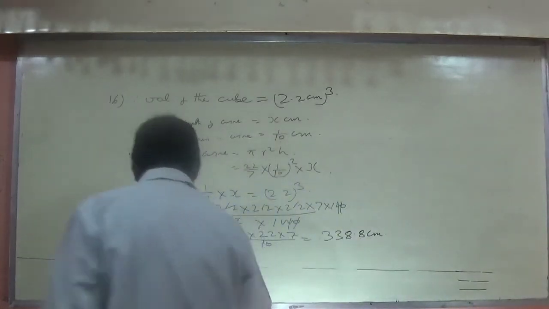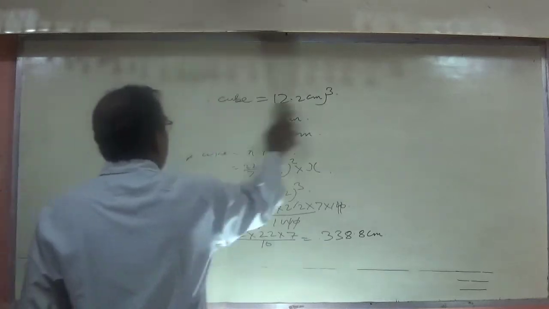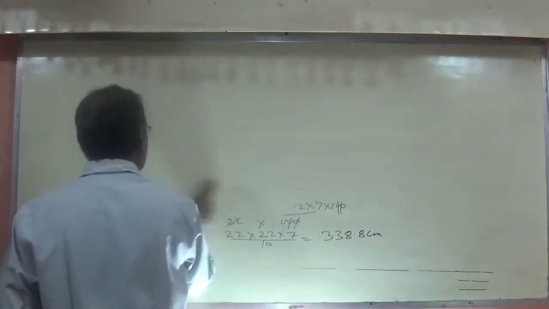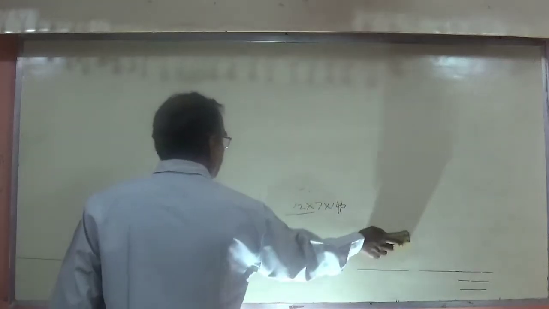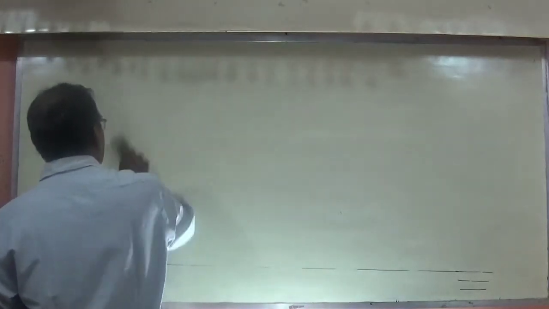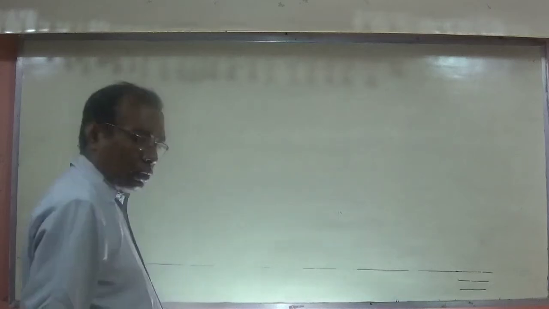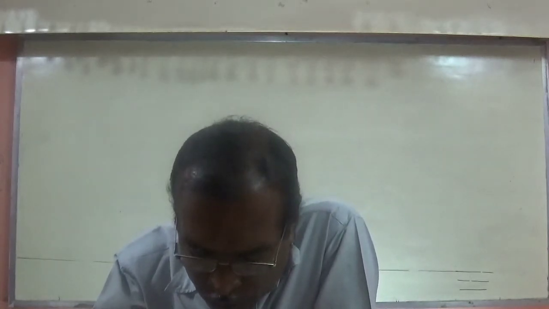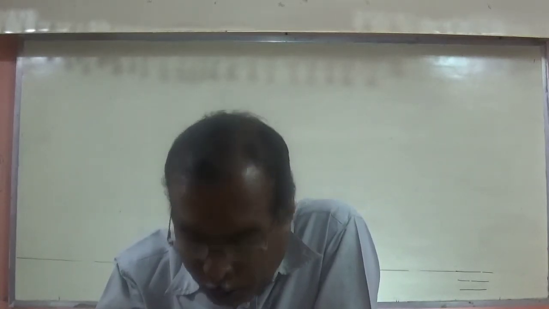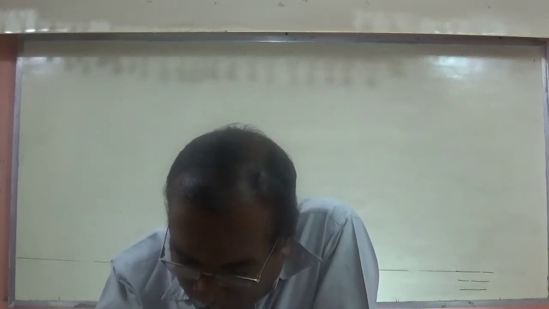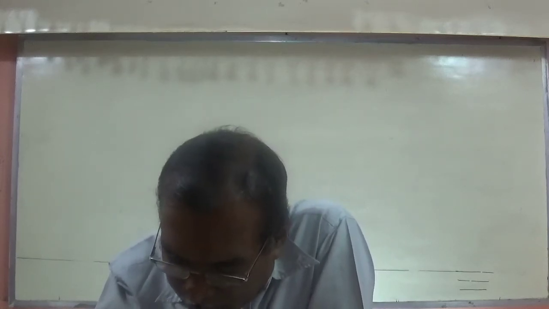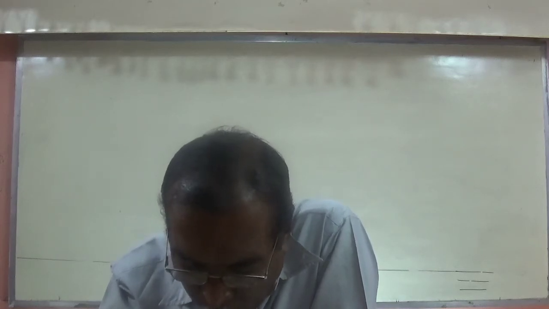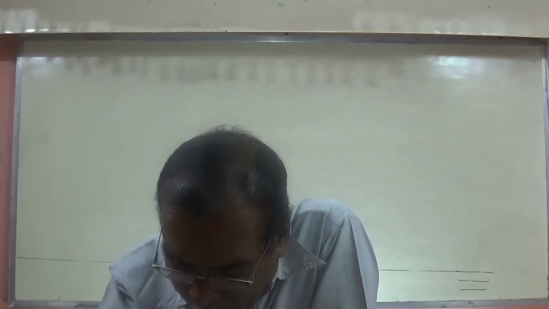One more question, let me try. It is now question number 18. It is one of the important questions. A well of inner diameter 14 meter is dug to a depth of 12 meter. Earth taken out has been evenly spread all around it to a width of 7 meter to form an embankment. What do you mean by the embankment?